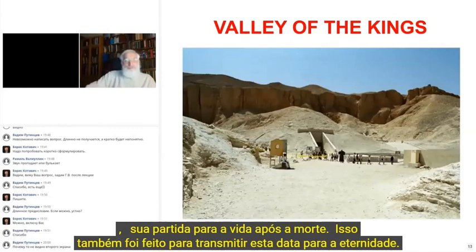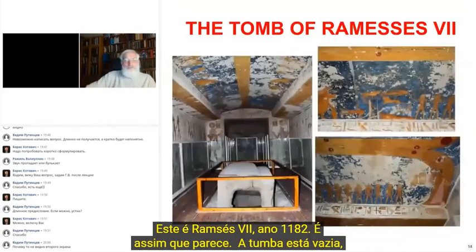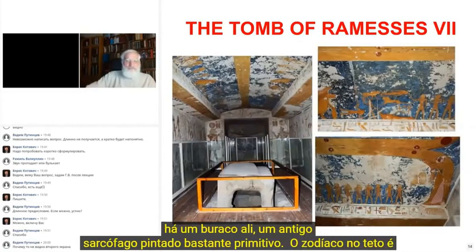This was also done to transmit this date to eternity. This is Ramesses VII, year 1182. This is what it looks like. The tomb is empty. There is a hole there, a rather primitive ancient painted sarcophagus.